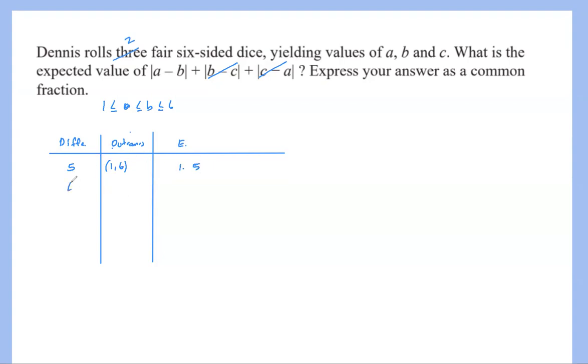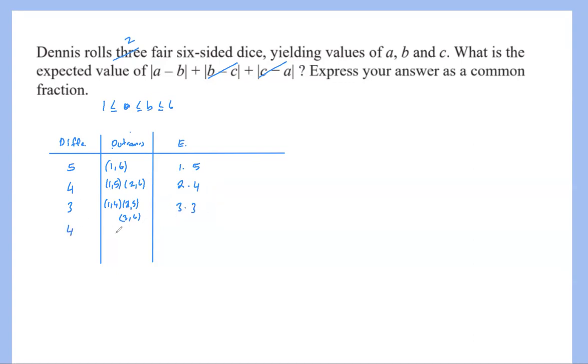And the second one, if I want to get the difference of 4, I can get 1, 5, or 2, 6. Then we have 2 different outcomes, and each outcome has a value of 4, so the expected value of that is going to be 2 times 4. If I want to get the difference of 3, I can have 1, 4, 2, 5, and then 3, 6, right? So we have 3 outcomes, and their value is also 3. So that should be the expected value.